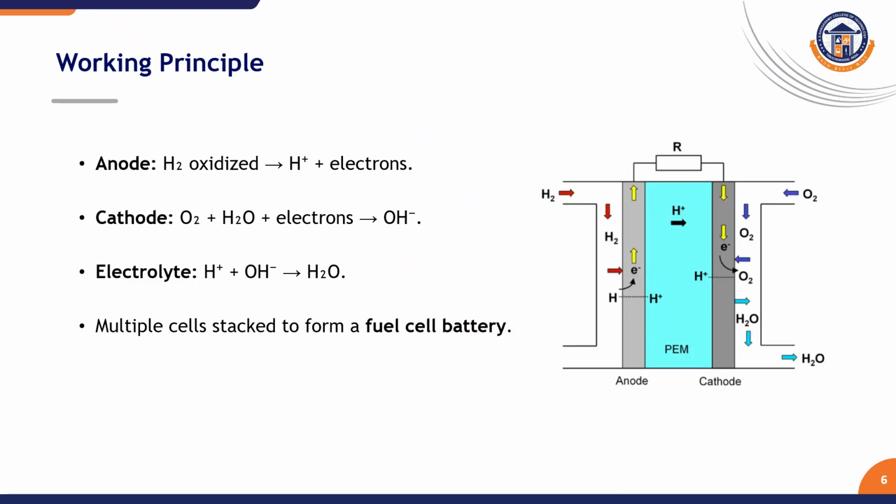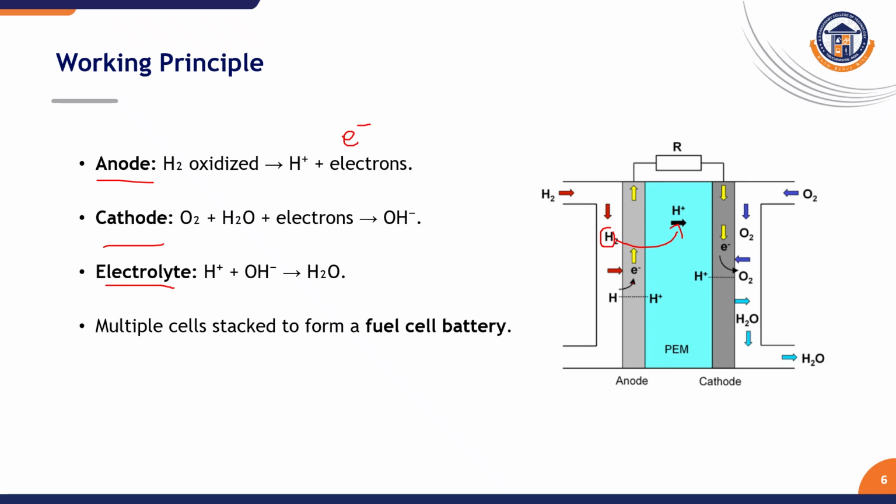Then we see the working principle of the hydrogen oxygen fuel cell. See here the anodic reaction, cathodic reaction, electrolyte and the overall reaction. In the anode, H2 is oxidized to form H+ and electrons, so electrons are liberated. The hydrogen is split into H+ and electrons. See the yellow arrow, which shows the movement of the electrons from here to here.